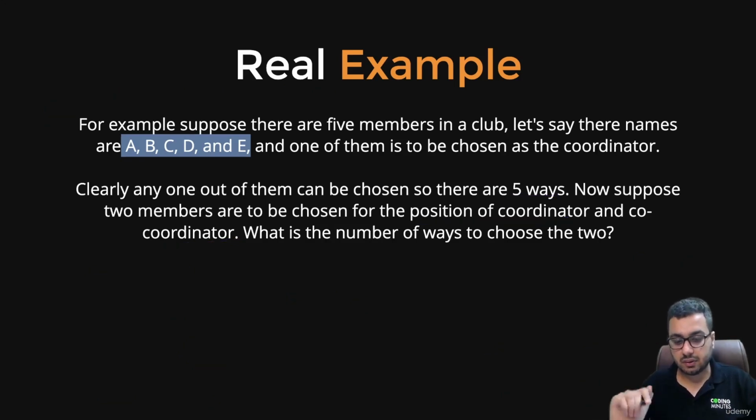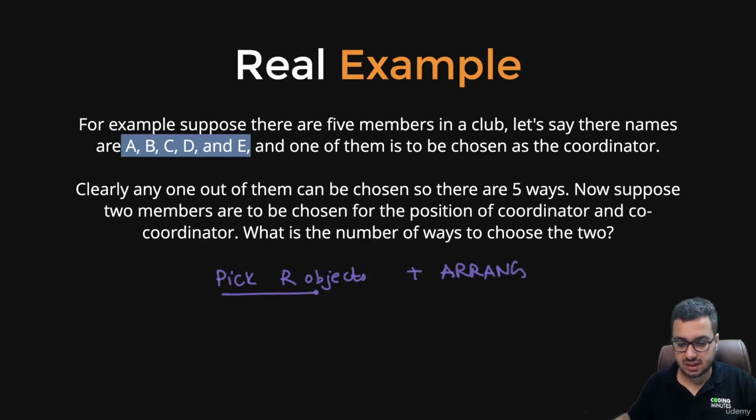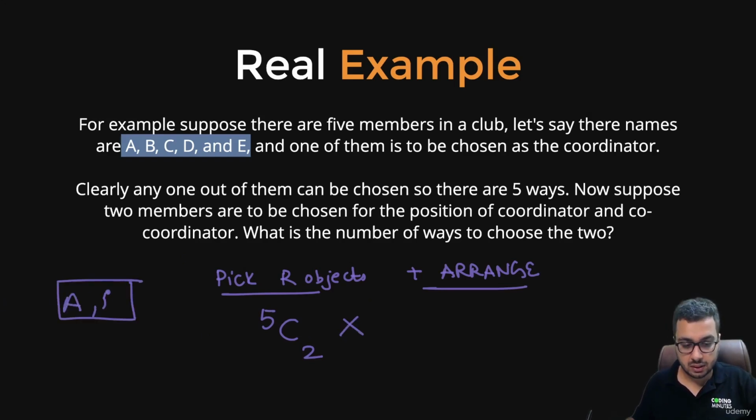So in this case, what we will do is first pick our objects, and then we will arrange them. Picking is the same as finding the binomial coefficient. So we can say, out of 5 objects we pick 2, but these 2 objects can be arranged in any order. So A comma B or B comma A. In how many ways can we arrange them? That is nothing but 2 factorial.